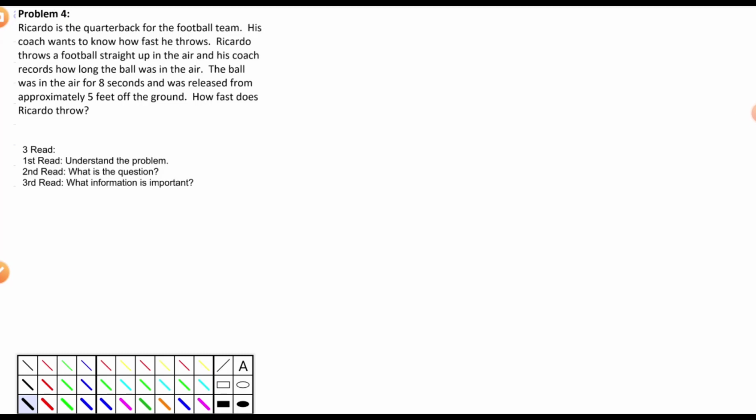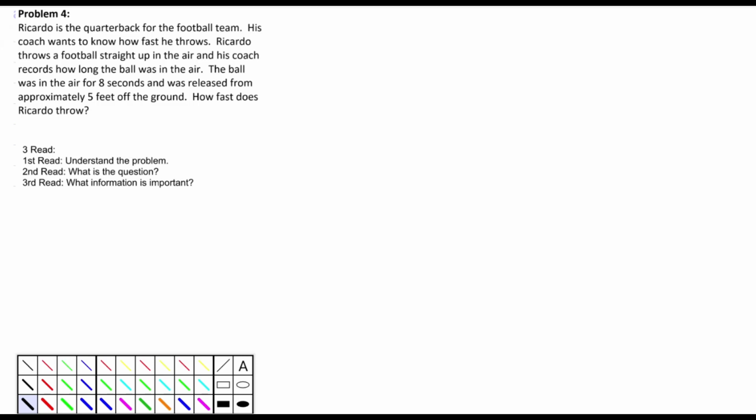Problem number 4. So again, this is a paragraph problem, and I usually use a 3-read when I'm using these word prompts. So let's read first time to understand the problem. Ricardo is the quarterback for the football team. His coach wants to know how fast he throws. Ricardo throws a football straight in the air, and his coach records how long the ball was in the air. The ball was in the air for 8 seconds, and it was released from approximately 5 feet off the ground. How fast does Ricardo throw?